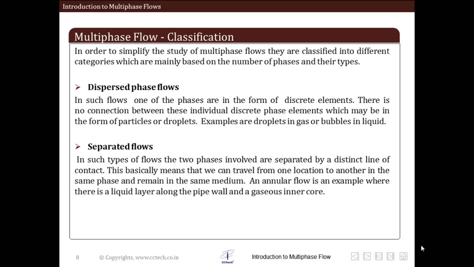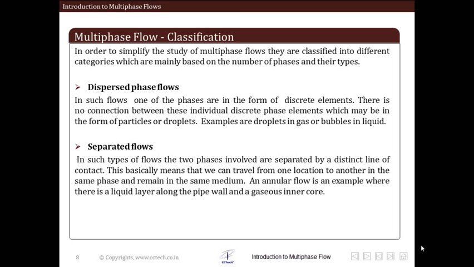Let us first have a look at dispersed phase flow. In such flows, one of the phases are in the form of discrete elements. But we do not see any connection between these individual discrete phase elements, which may be in the form of particles or droplets. Example of such type of flow is gas or bubbles in liquid.